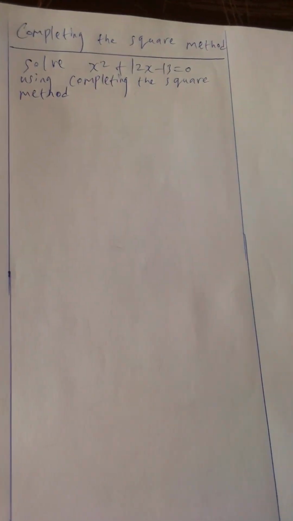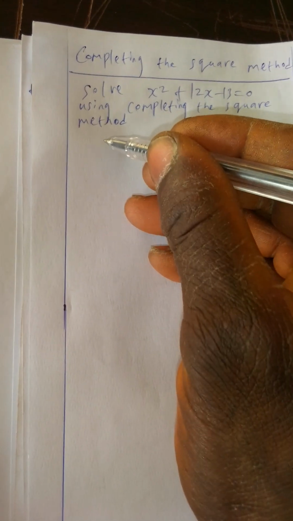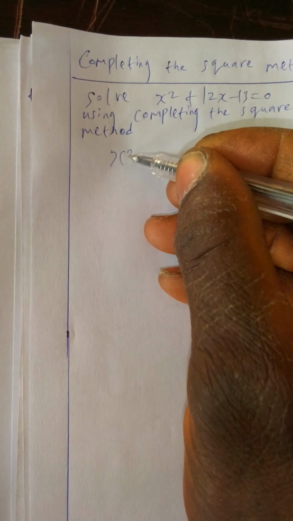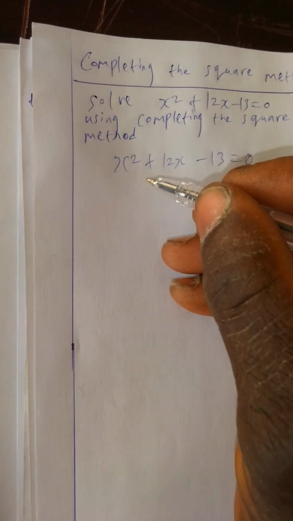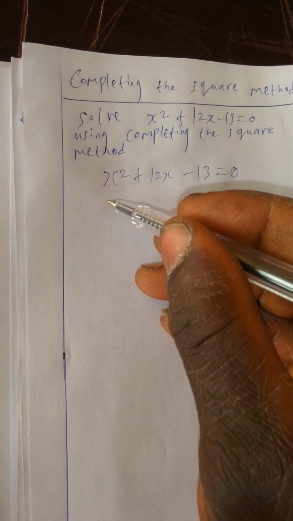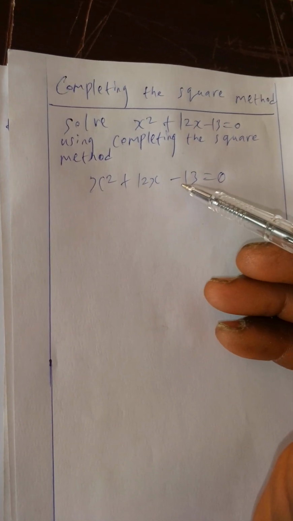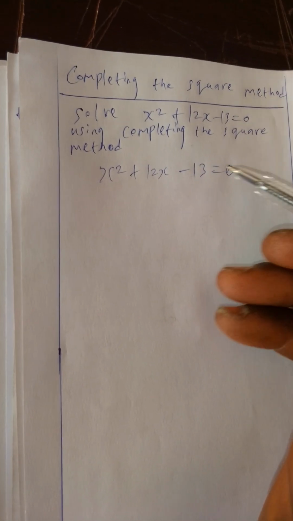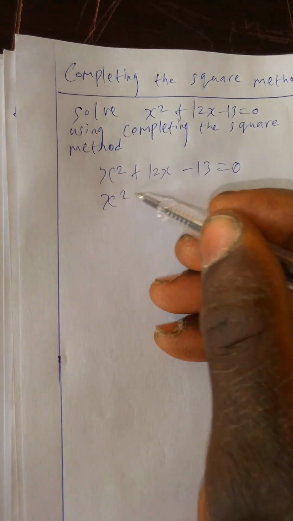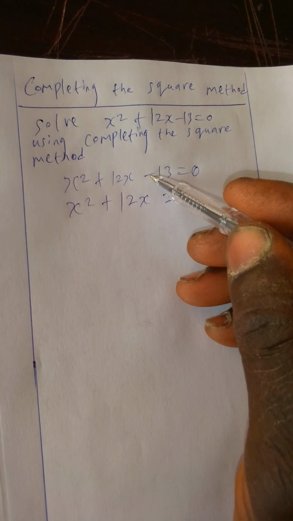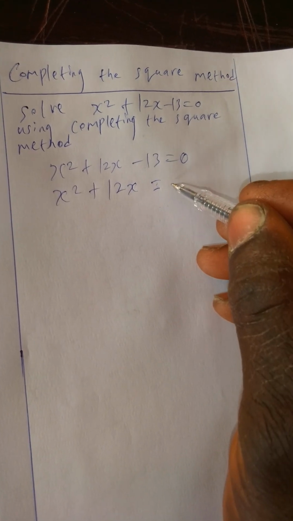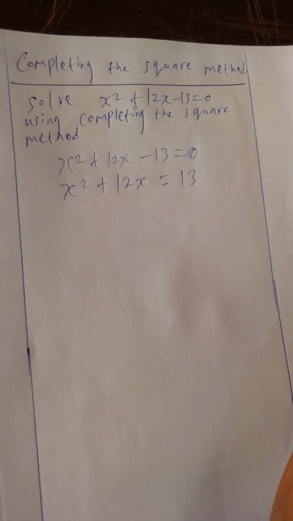Now the first thing to do is to bring down the equation. Let's bring down the quadratic equation x squared plus 12x minus 13 equals 0. Are you following? So the next thing to do is to take minus 13 across the equal sign to become positive. So we have x squared plus 12x equals to, when minus 13 crosses the equal sign, it becomes what? 13, or plus 13, is all the same.